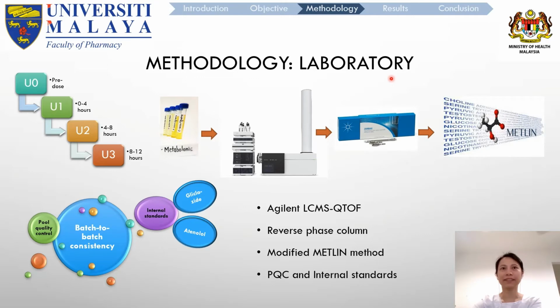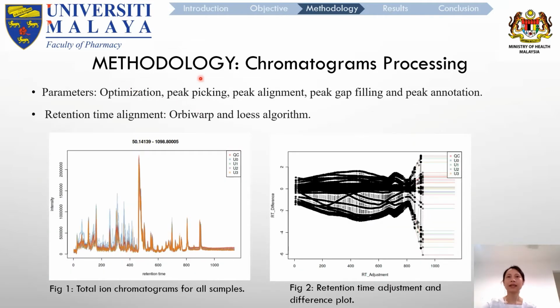Next is laboratory. We analyze the urine samples using the Agilent LC-MS Q-TOF with a reverse phase column. The instrumental settings use a modified Metlin global metabolomics method. We use pooled quality control samples and internal standards, which are glycoside and atenolol, to ensure batch-to-batch consistency. The third part is metabolomics and statistical analysis. We use 3 software: GNPS, MetaboAnalyst, and OmicsNet. For the chromatogram processing, we optimize the peaks using peak picking, peak alignment, peak gap filling, and peak annotation.